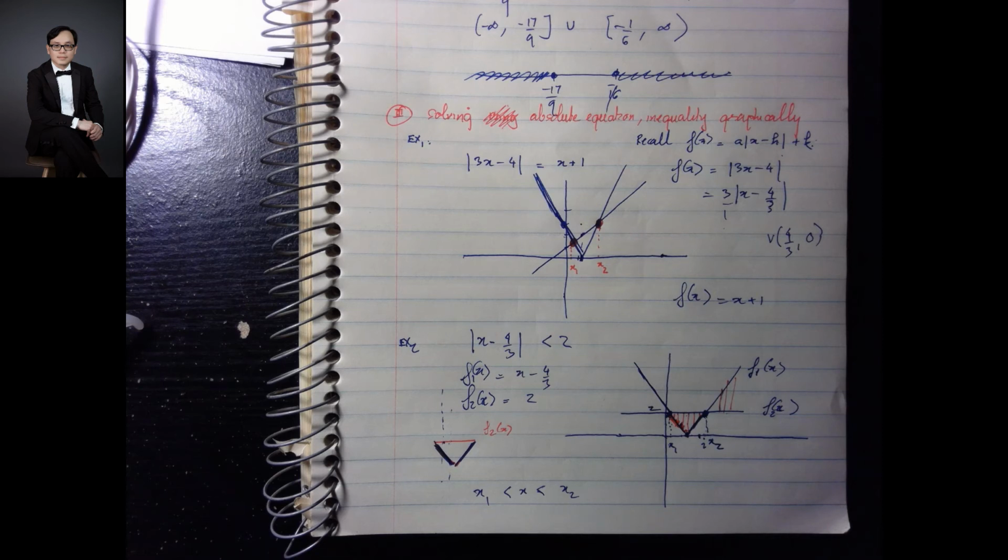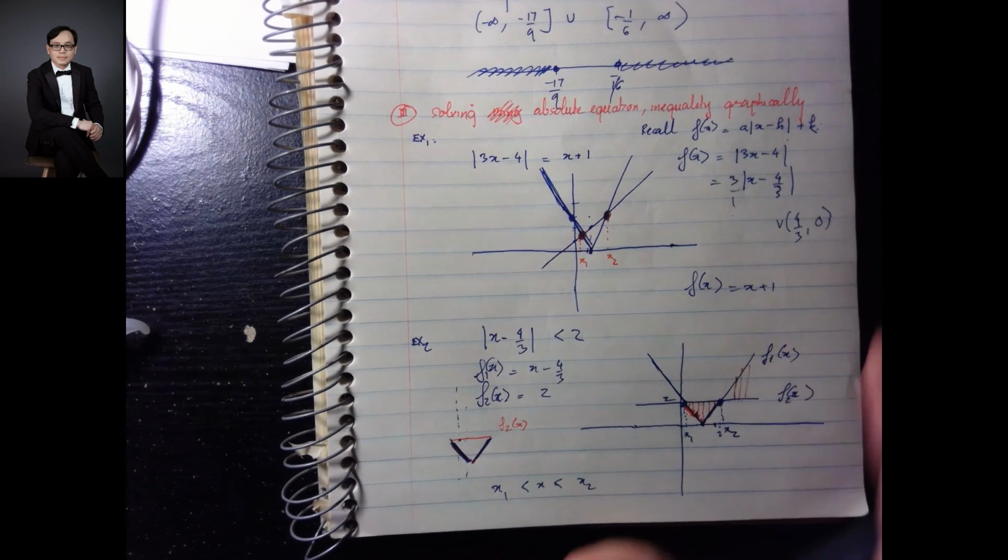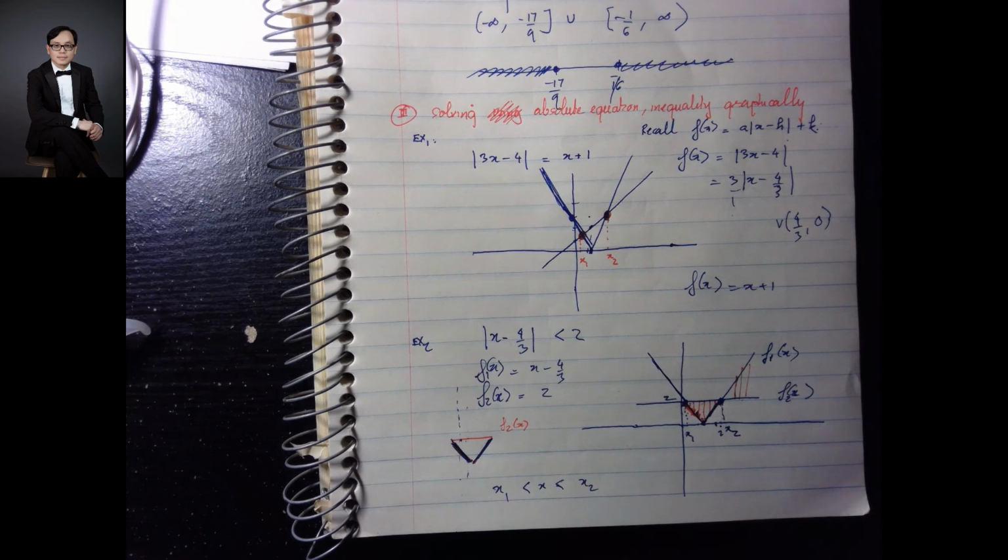As long as you grasp this concept, you know how to solve absolute equations and absolute inequalities manually, I mean not graphically, then it should be okay with me. So I think that's all for the lecture today. Again, if you have any question, just let me know, and you can ask the question under the YouTube video. This is the end of chapter 3. In the next video, we will be starting chapter 4. It's about quadratic functions.